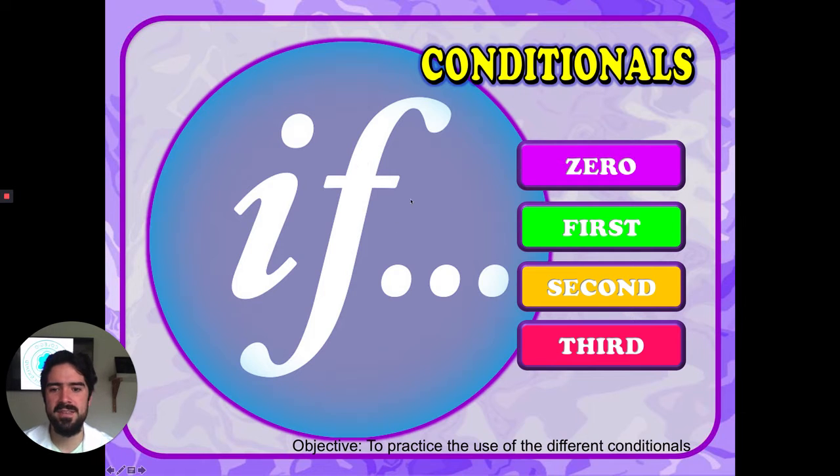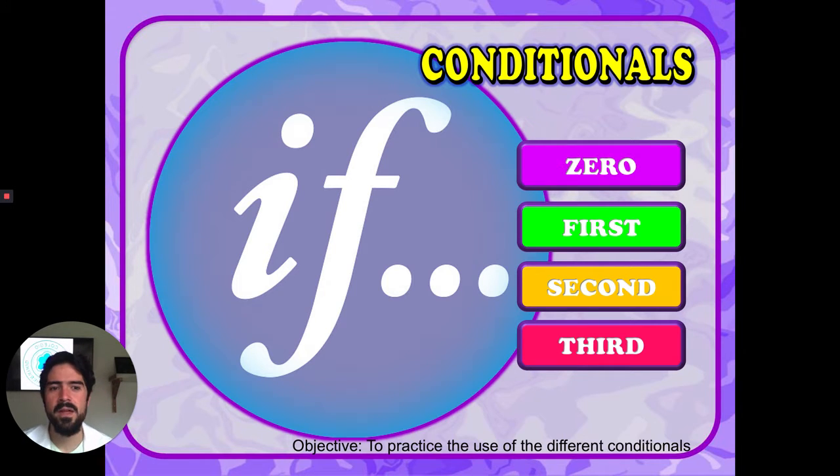Okay, so the word that we are going to see the most in this presentation is if. Okay, if is very important in conditionals. Sometimes it can be changed or replaced by other words, but today we are going to check these conditionals with this word that is if.